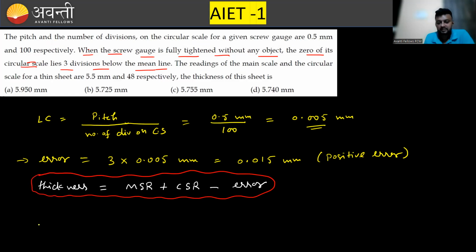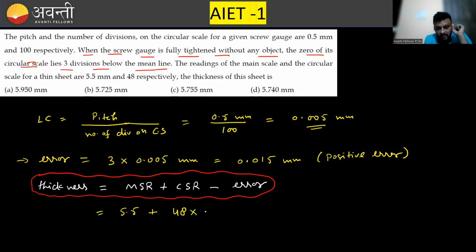I think till now everything is clear. Now, main scale reading is what? 5.5 mm. Plus circular scale reading is what? 48. 48 is not in mm. This is the circular division part. You can read it, 48.